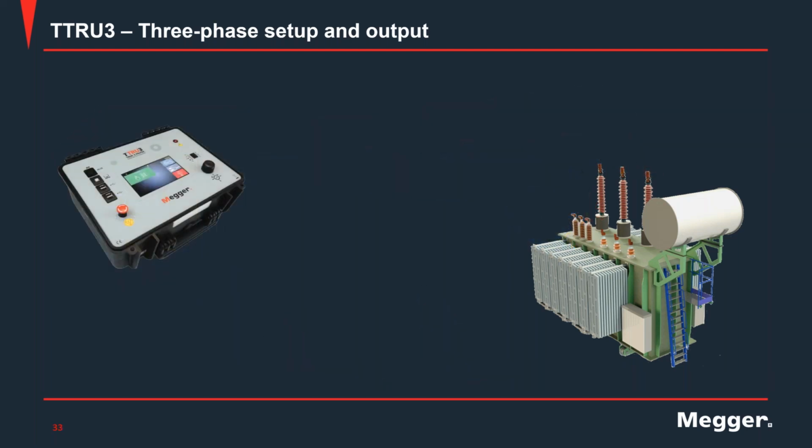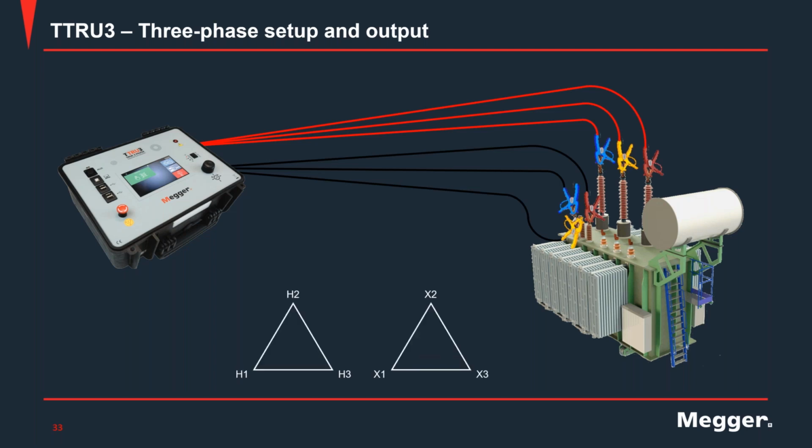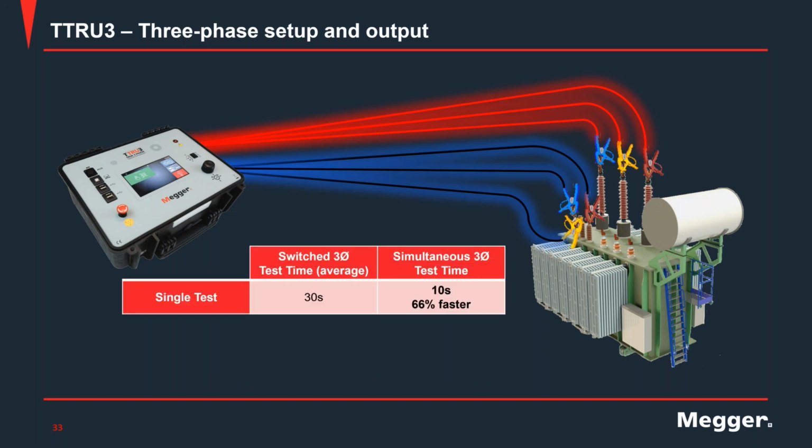Comparing that to the TTRU3 or a true three-phase output, again, same thing. I have provisions to connect to all three phases. When I press the play button, when I start the test, all phases will be energized simultaneously, and I'll get my measurements quicker. How much quicker? In this case, comparing a single test, you can go from about 30 seconds on average, comparing many different single source units, to 10 seconds.